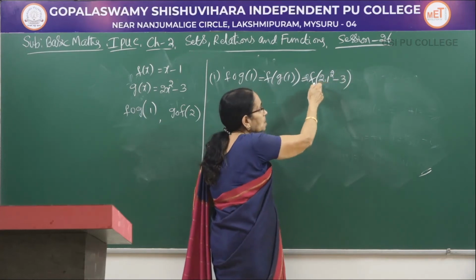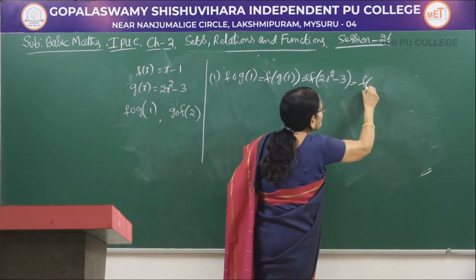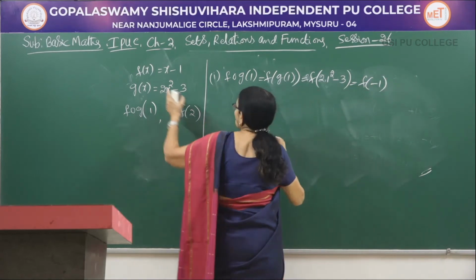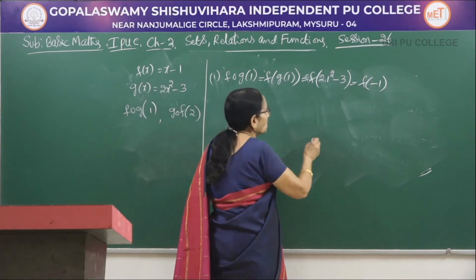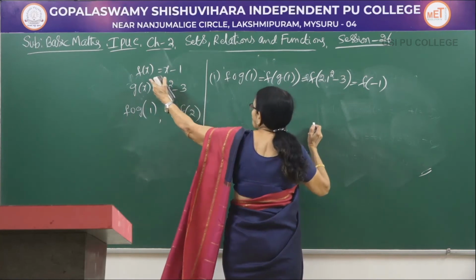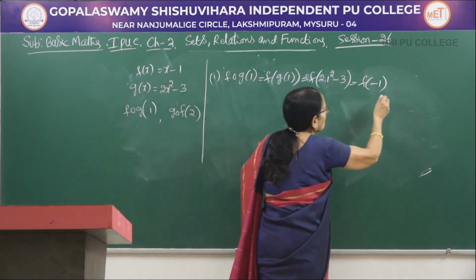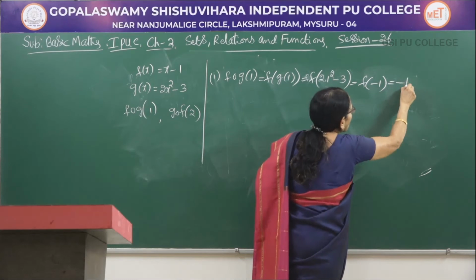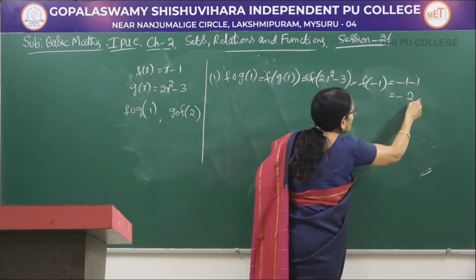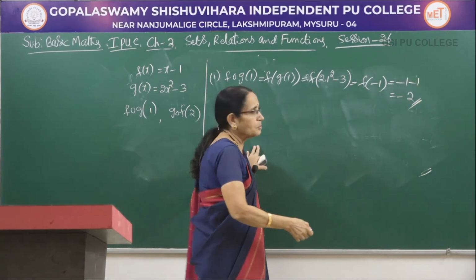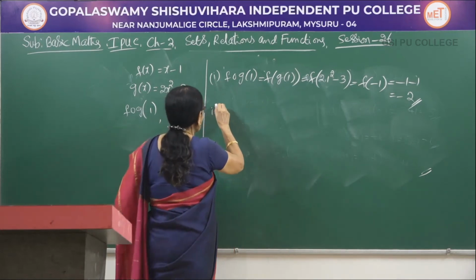1 square is 1. 2 minus 3, that is minus 1. Now come to the definition of function f(x). How is it defined? Each x's image is x minus 1. In the place of x we are having minus 1, so minus 1 minus 1 would be equal to minus 2.